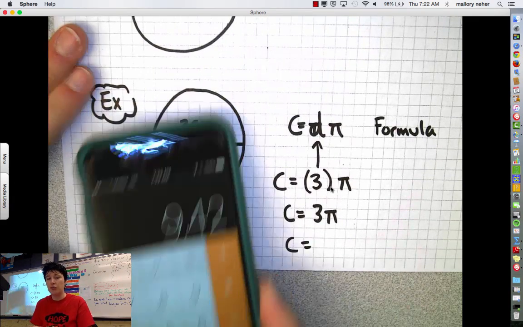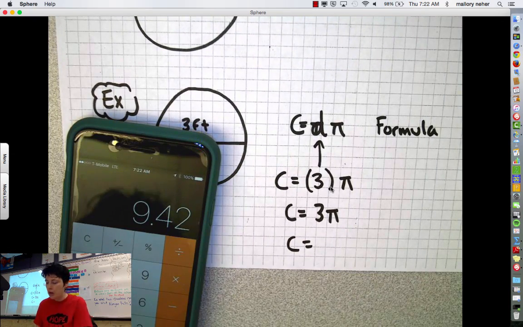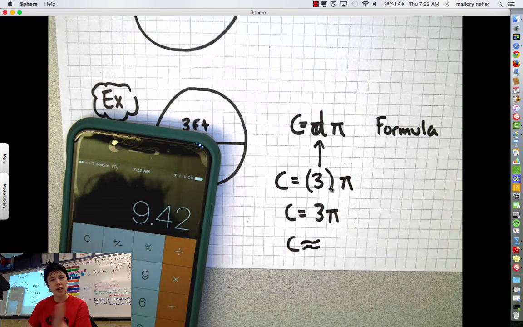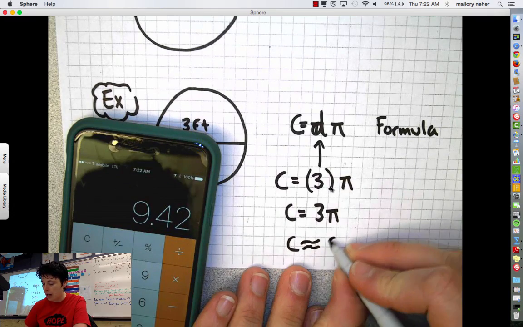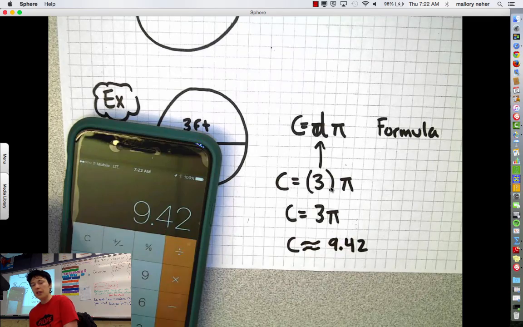Because I just rounded the pi, to show that I'm rounding in this 9.42, I'm going to make the equal sign squiggly, like wiggly. So it looks like it's about equal to 9.42. And then we need to give it units.